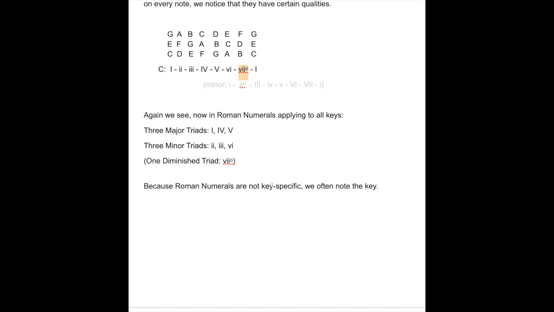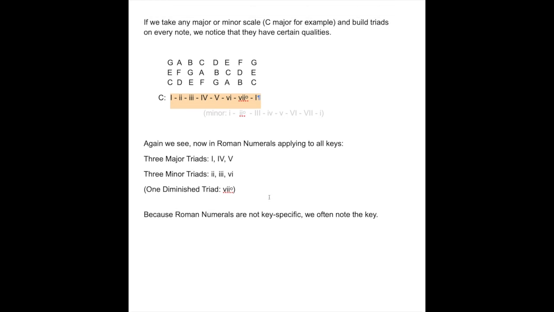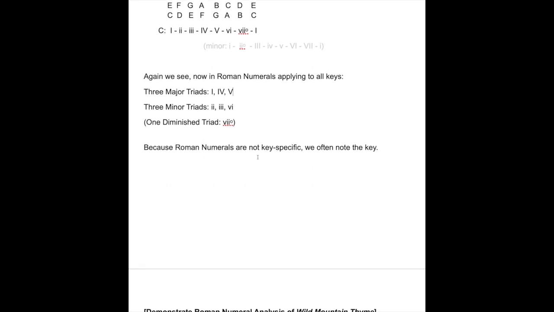Because the Roman numerals are not key specific, notice here I put key of C. So we often denote the key by just saying what key we're in. Then we can go ahead and talk about these Roman numerals. I know this might, to some of you, seem like a lot of information, but I hope that showing this example in Wild Mountain Time will shed a little light on it.